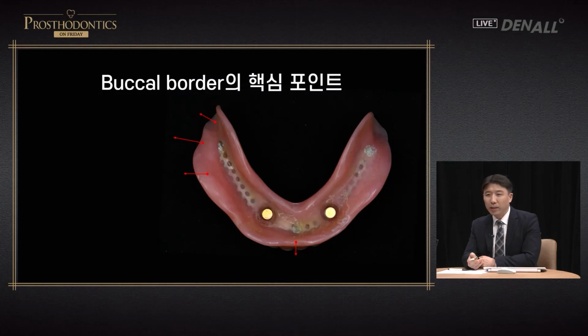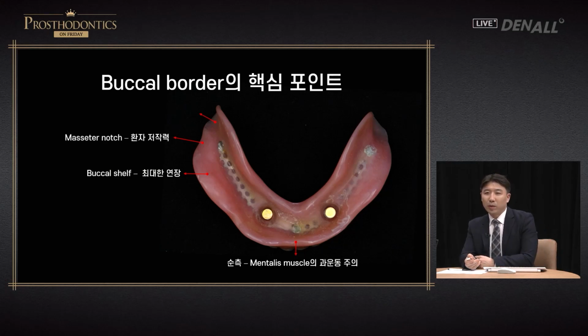In the buccal border, we need to make sure that the labial side does not become too short. As for the buccal shelf, it needs to be extended as much as possible, and depending on the masticatory force, you need to consider the masseter notch. The retromolar pad needs to be covered entirely. You need to make sure that this is reflected in the impression.